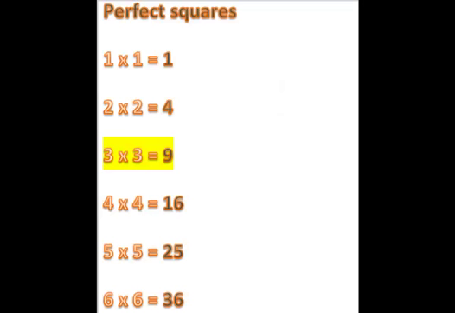Let's think of this in terms of geometry. If you have a square with sides of 3, the area of the square would be 3 times 3, which equals 9. So 9 is a perfect square because it is made up of 3 times itself. As well, you should notice 9 is on our list of perfect squares.